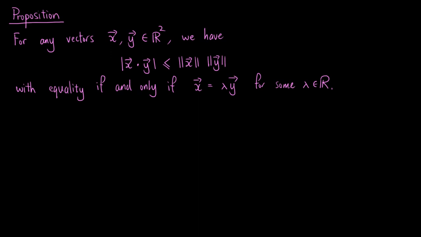So now let's prove the sixth property, which states that for any vectors x and y, we have that the absolute value of x dot y is less than or equal to the length of x times the length of y, with equality if and only if x equals lambda times y for some real number lambda. This is known as the Cauchy-Schwarz inequality.